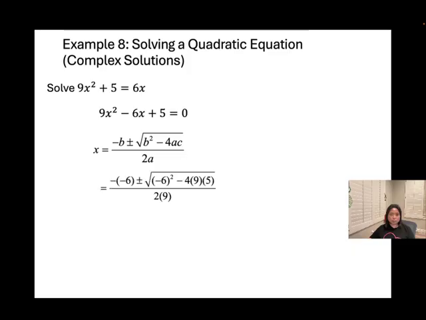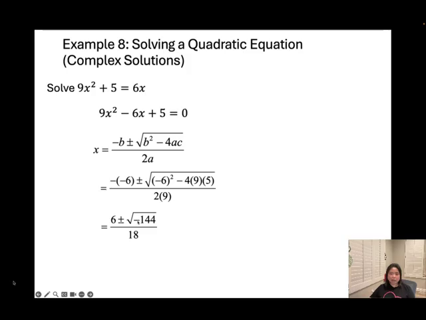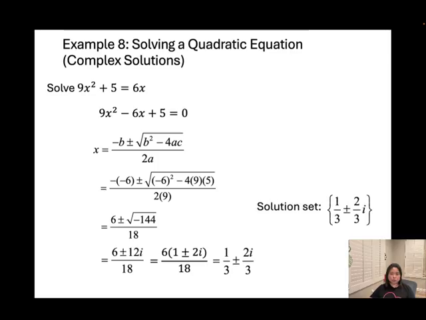Okay, plug it in, simplify it. Square root of negative 144. So that will be i square root of 144, which is going to be 12i here. And then we're going to factor out the 6. Simplify the 6 and the 18. You're going to get 1 over 3 plus or minus 2i over 3. And that will be my solution set.